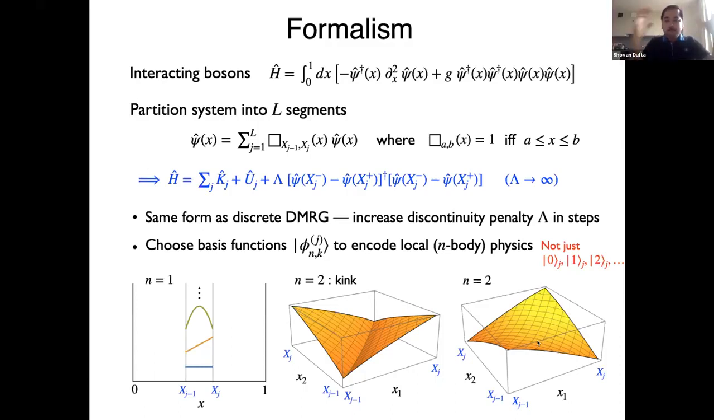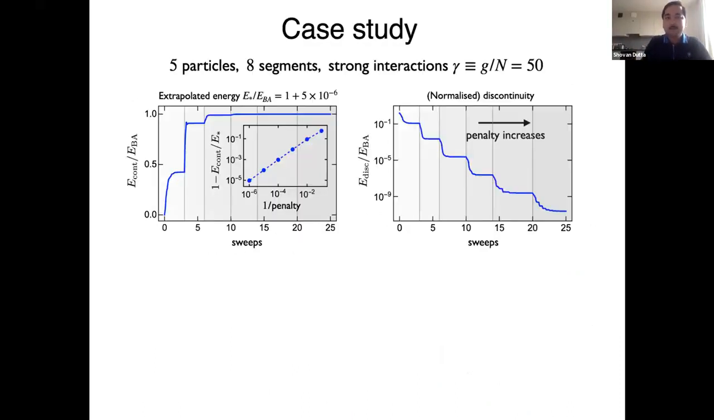Okay, so that's the main formalism, and then I'll just show examples. So this is a case where you have 5 particles in a box, which is divided into 8 segments. And there are some strong interactions, with this gamma parameter equal to 50, some large value.